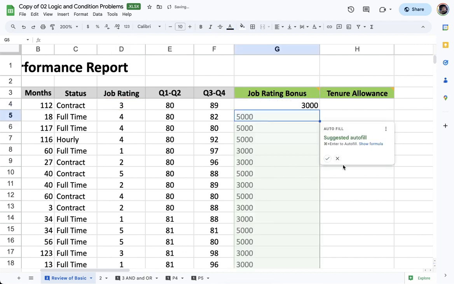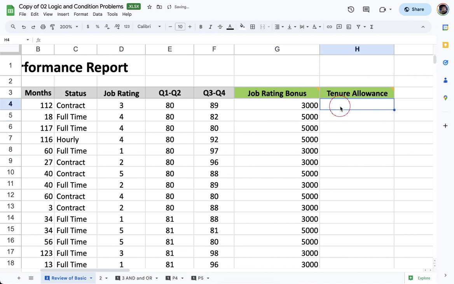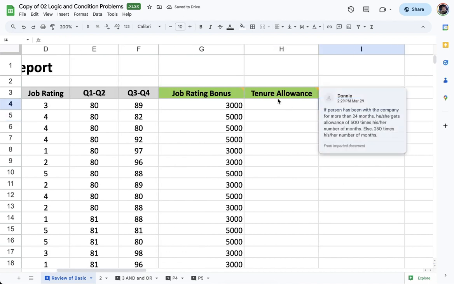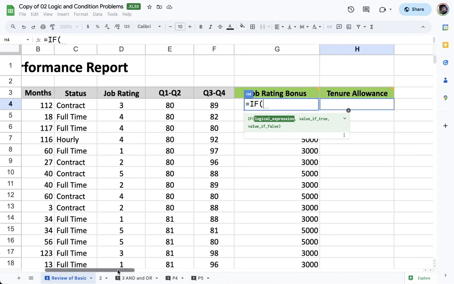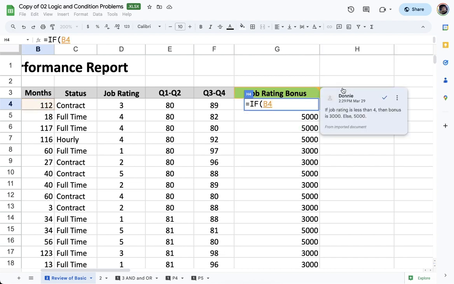So we can also use formulas within the if statements. For example, here, if the person has been with the company for more than 24 months, then he or she gets an allowance of 500 times the number of months. If not, then it's 250 times the number of months. So with that, we start with if, and then open parentheses, and then we're going to find the number of months. So that would mean this cell over here, cell B4.